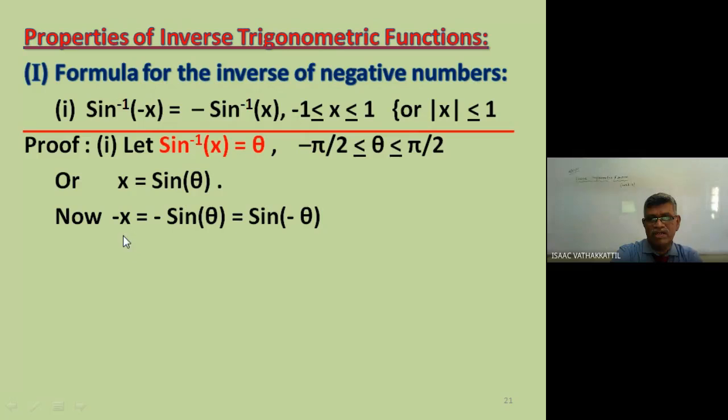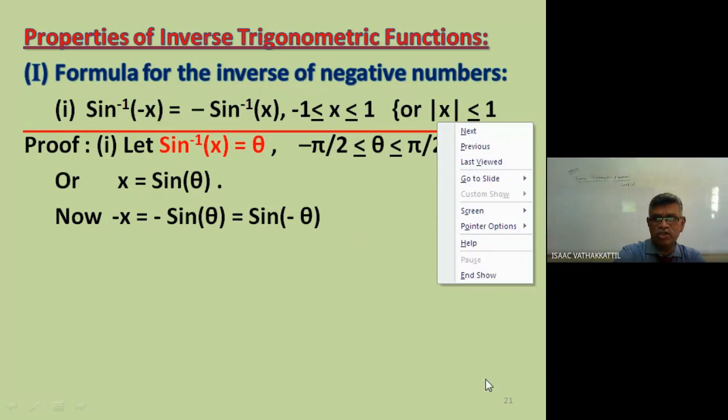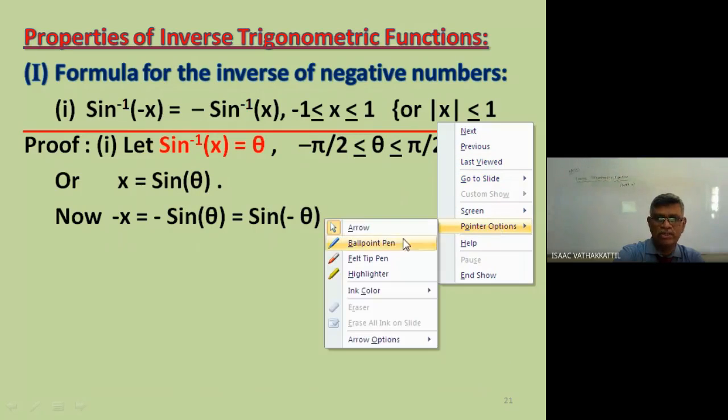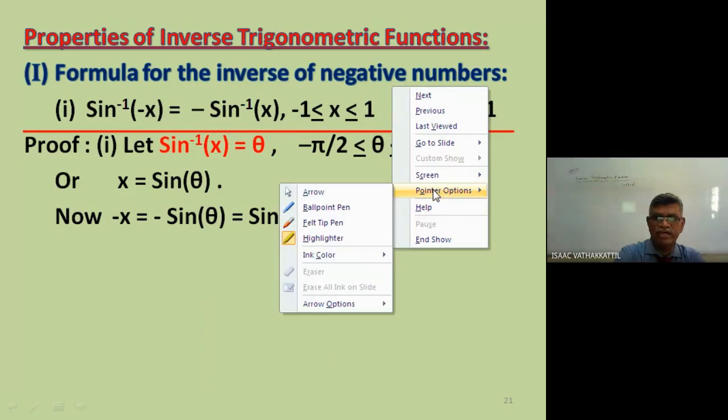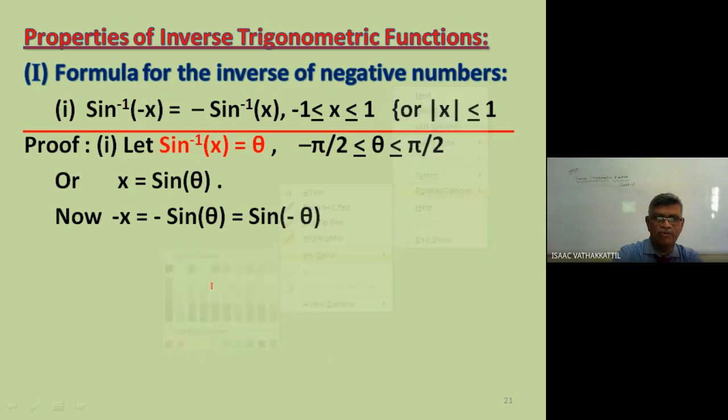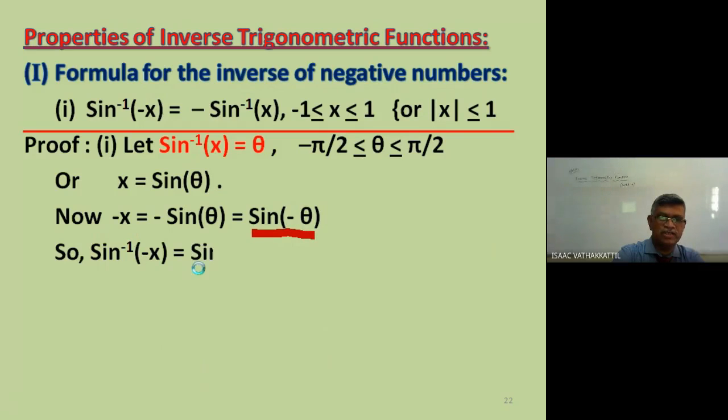Remember, we have minus x equals sine minus theta. Further, when you go for sine inverse minus x, it equals sine inverse sine minus theta. We have written the result: sine inverse sine theta is theta. Sine inverse sine minus theta will be minus theta, provided this quantity minus theta lies between minus pi by 2 and pi by 2.